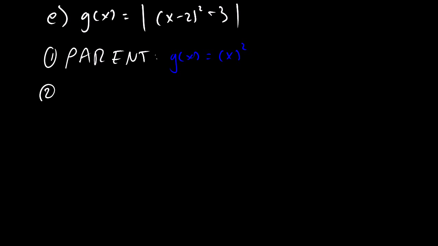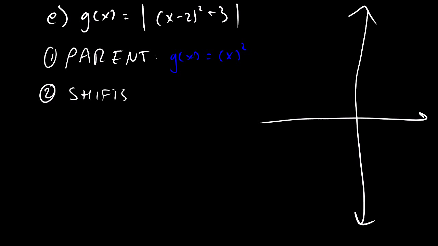So speaking of shifts, let's find some. Just kidding. Let's draw our parent graph. So x squared, what does it do? Parabola coming out of the origin. We love it. Let's talk about some shifts.